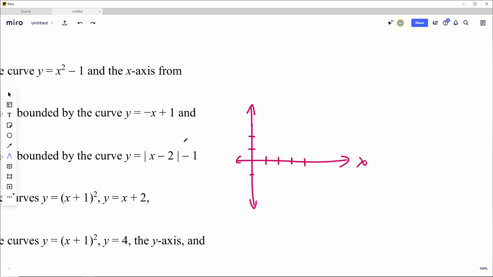So when x is 0, so put 0, so 0 minus 2, you get minus 2, absolute value of minus 2, you get 2, 2 minus 1, you get 1. So our answer is y equals 1 when x equals 0. So that's the y-intercept, 0, 1. Anyways, corner point.